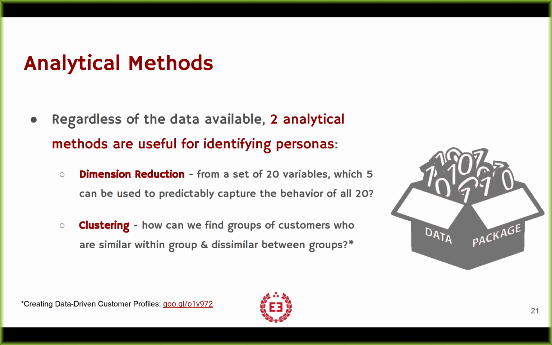As far as analytical methods, there are really two. All the data that you're going to produce is going to come down to two analytical methods. And they can be used on small sample sizes. It doesn't have to be perfect data to start to use these approaches. One is dimension reduction, the other is clustering. So let's talk about each in particular.